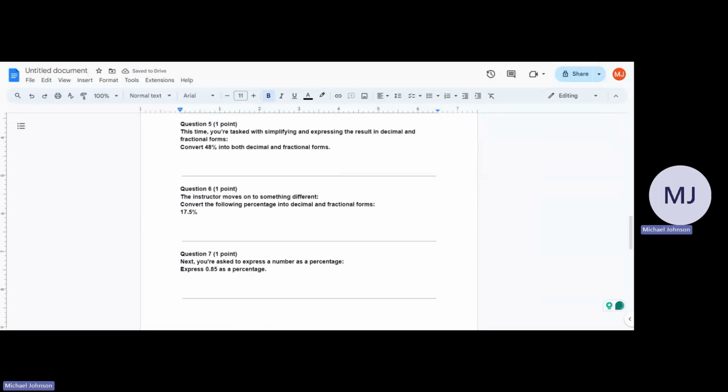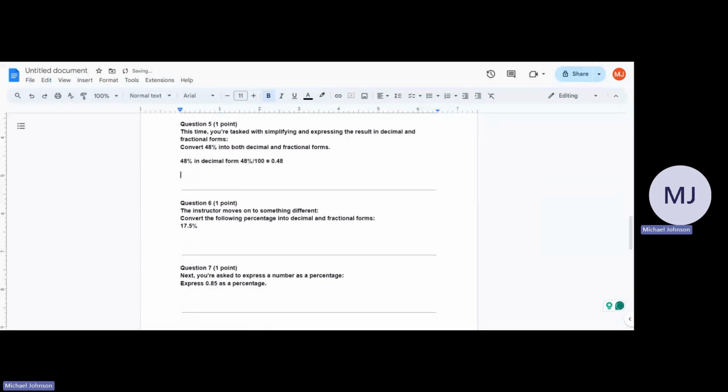And then this time you were tasked with simplifying and expressing the results in decimal and fractional forms. So convert 48% in both decimal and fractional forms. 48% in decimal form: you do 48% divided by 100, and you get 0.48. That would be in decimal form. And then 48% in fractional form, we'd have to do 48 divided by 100, then simplify it.